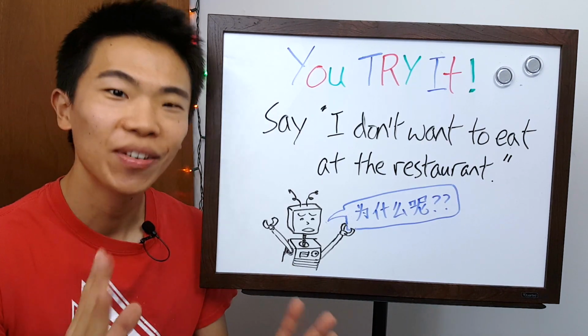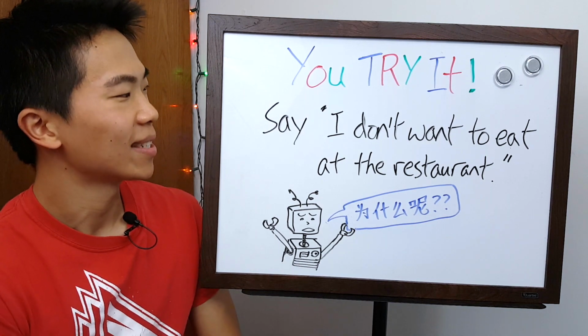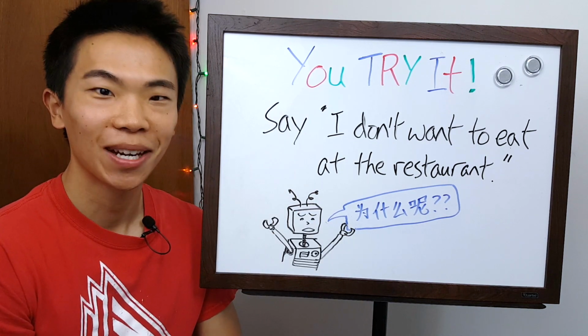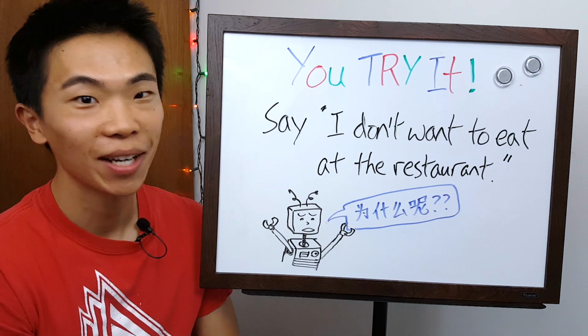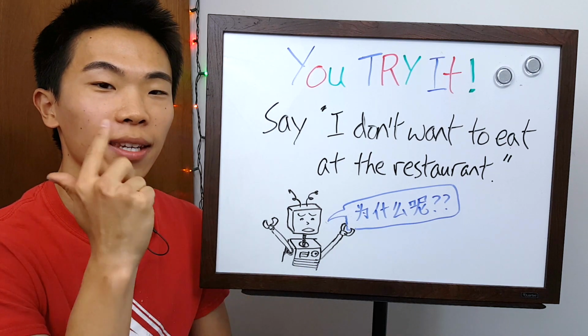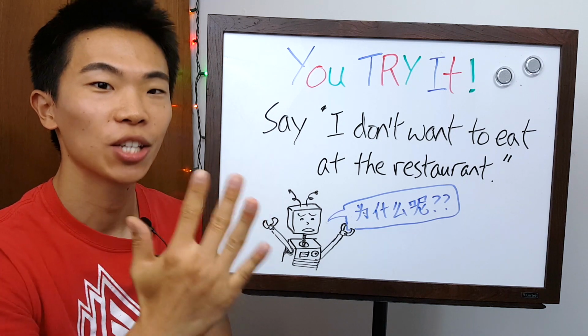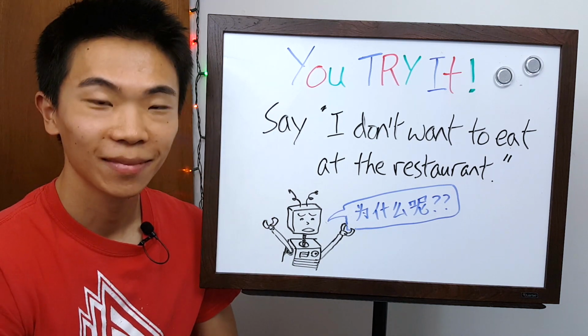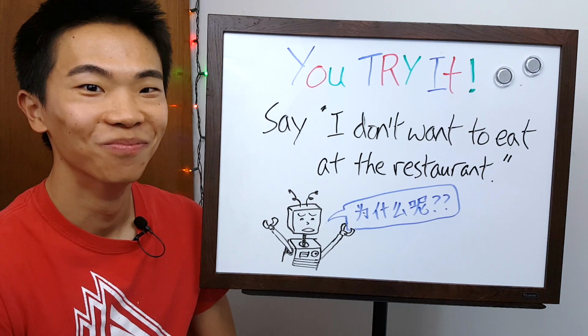Now it's your turn to try it. See if you can piece everything we learned today together in one sentence. I don't want to eat at the restaurant. If you don't know the Chinese, that's fine. Just order it in the correct order. Make sure you include the subject, the verb, the negation, auxiliary verb, location, and finally the object. Pause the video if you have to.